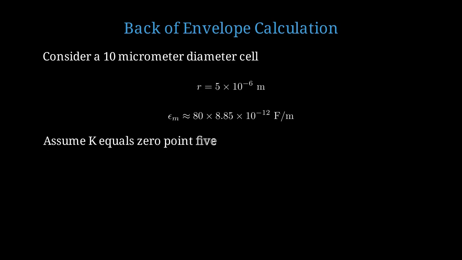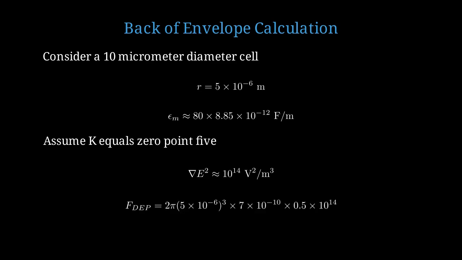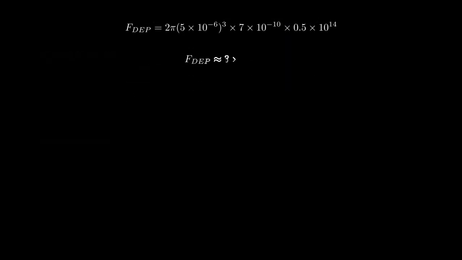Let's assume the Clausius-Mossotti factor is about 0.5, which is reasonable for positive DEP. For a typical microelectrode array with 10 volts applied over micrometer scale gaps, the gradient of E squared is approximately 10 to the 14th volts squared per meter cubed. Plugging all these values into our DEP force equation, we get 2 pi times 5 times 10 to the negative 6th cubed times 7 times 10 to the negative 10 times 0.5 times 10 to the 14th. This works out to approximately 3 times 10 to the negative 11th newtons, or about 30 piconewtons.